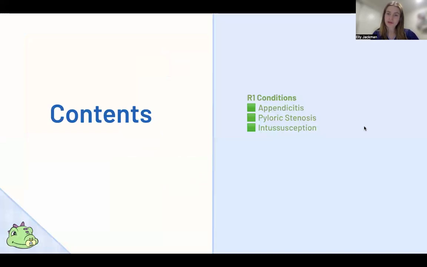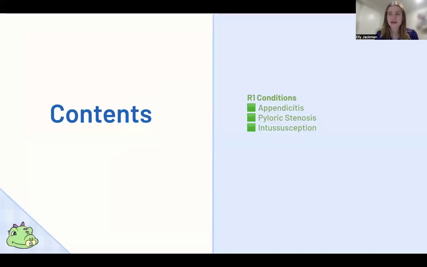Today we'll be going through the three Ped Surg R1 conditions, which are appendicitis, pyloric stenosis, and intussusception. I'll just be going over a quick overview of the pathophys of each condition, as well as the clinical presentation, investigations, and management.